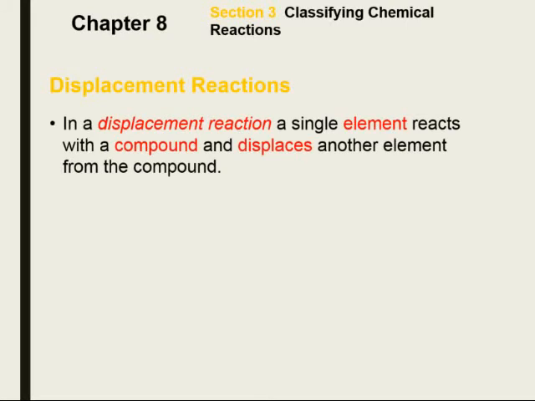Displacement reactions. In a displacement reaction, a single element, you want to look for a single element, reacts with a compound and displaces another element from that compound. For example, we have aluminum reacting with copper chloride. In here, the single lone element is aluminum. It is going to react with the compound, the copper chloride, and is going to boot the like charged species out. So here, aluminum, the lone element, will form a positive ion.